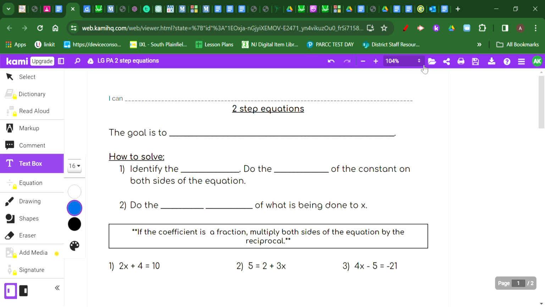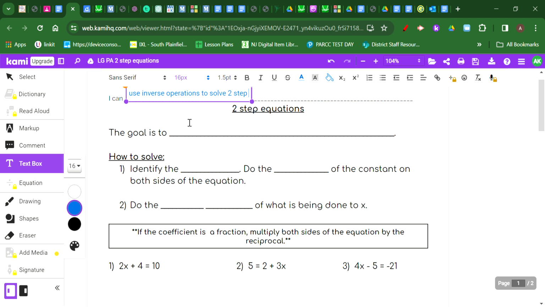Hi there, in this video we are going to go over how to use inverse operations to solve two-step equations. So, your I can statement will be: I can use inverse operations to solve two-step equations.